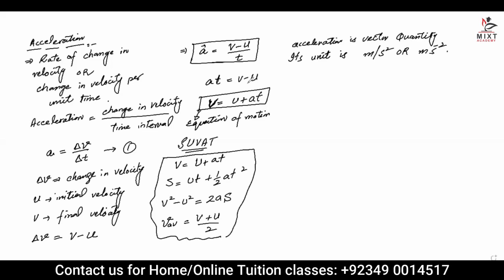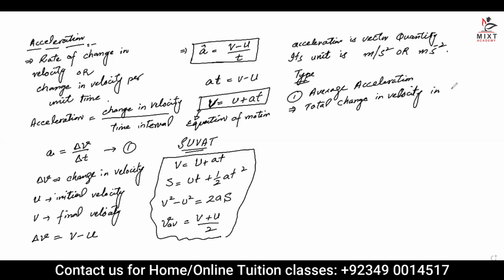Now, the types of acceleration. The first one is average acceleration. It means the total change in velocity and total time. That is known as average acceleration. It's fine.